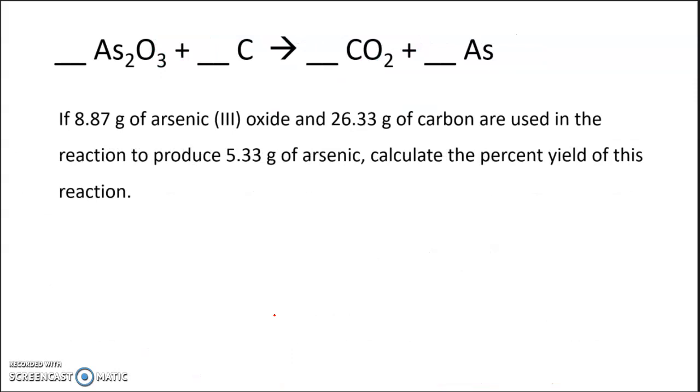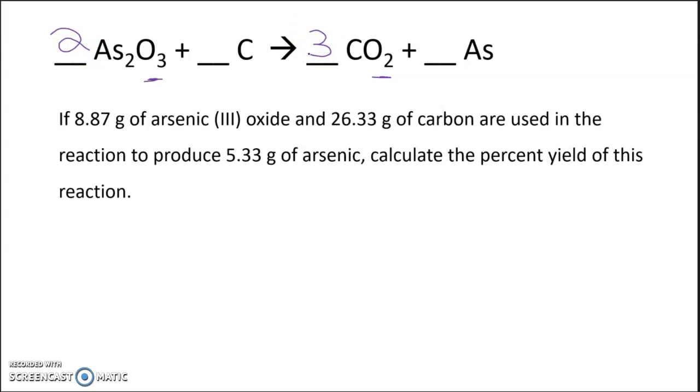So first, let's balance this equation. I've got 2 arsenics on the left and 1 on the right, but looking at this, oxygen is 3 on the left and 2 on the right. I can't make 2 become 3, but their common factor is 6. So I can make both of the oxygens become 6 by putting a 2 in front of this and a 3 in front of the CO2.